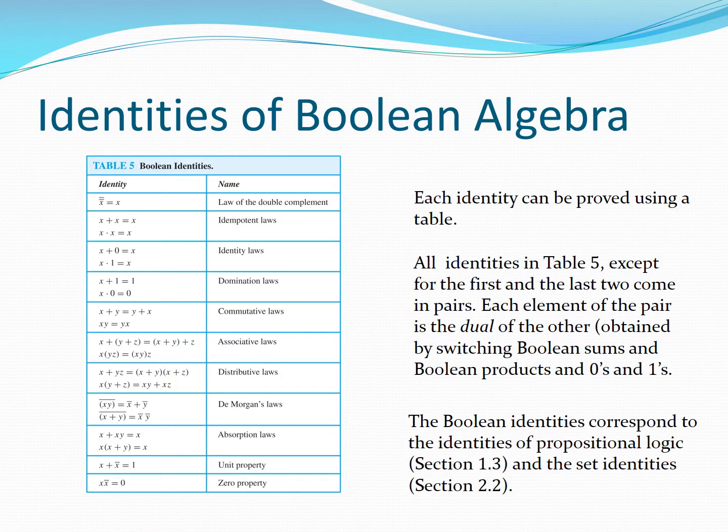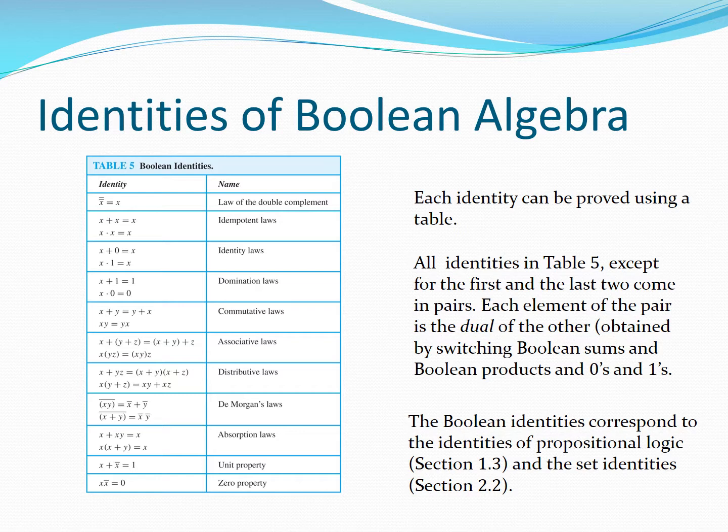So just like the identities that we went over in set theory and in propositional logic, there are also identities for Boolean algebra, and a lot of these are going to be very similar to the ones that we have covered in set theory and propositional logic. For example, the first one that you see is similar to your double negation law. This is called the double complement. The complement of a complement gives you back the value of the variable.